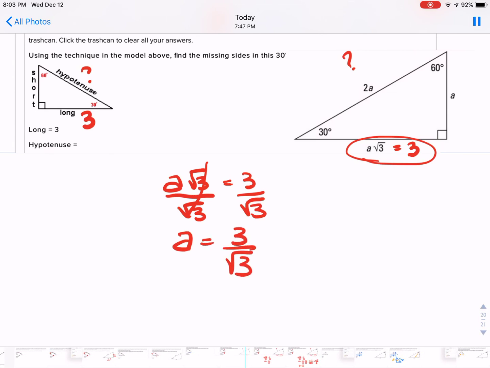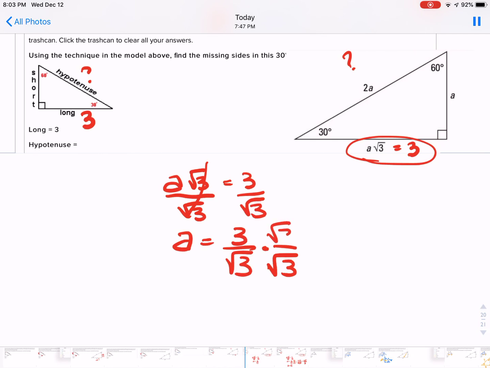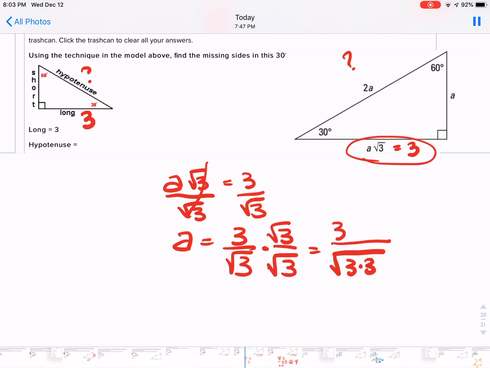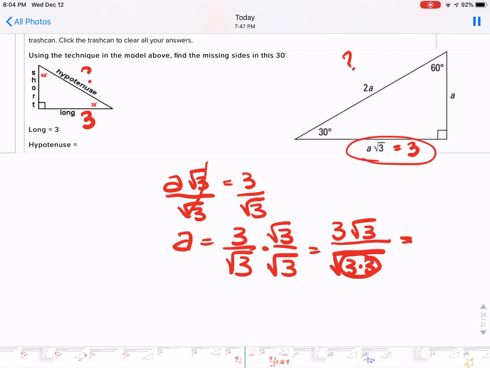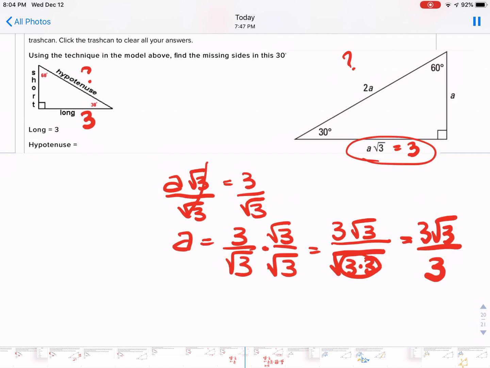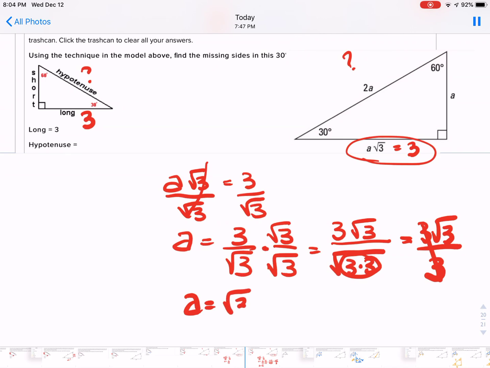Now the only problem in this specific one, you cannot leave a square root in the bottom. That was one of our rules from Algebra 1. So to get rid of the square root of 3, I would have to multiply the bottom and the top by square root of 3. That's called rationalizing the denominator. On the bottom here, I would have 3 and 3, and on the top, I would have 3 square root of 3. Now, 3 times 3 is 9, and the square root of 9 is 3. So it will be this. Now, these 3's will cancel, so that means that A is equal to the square root of 3.